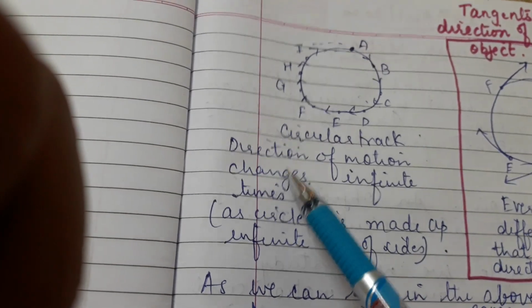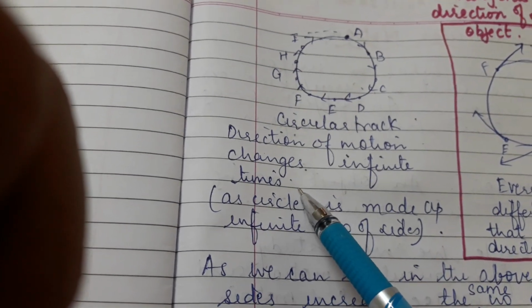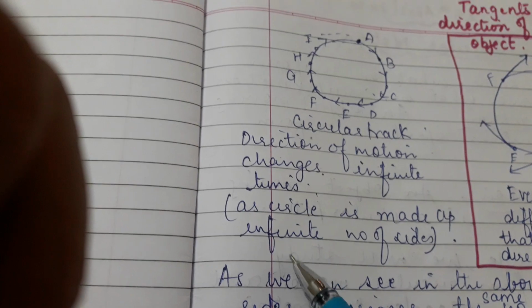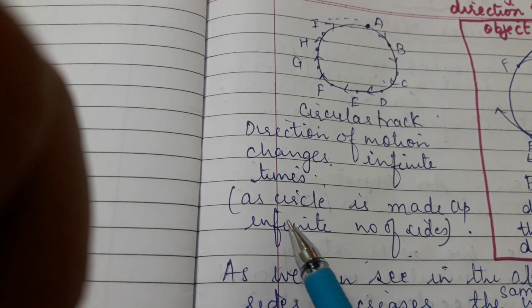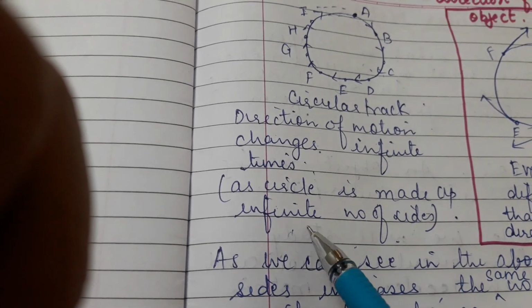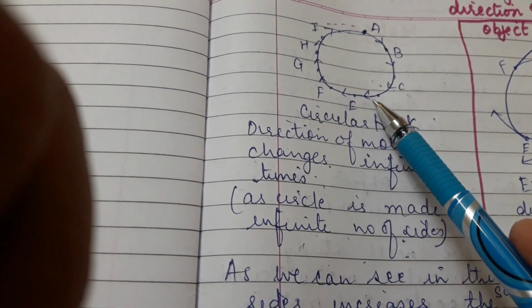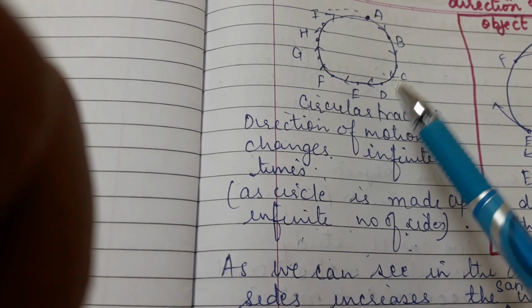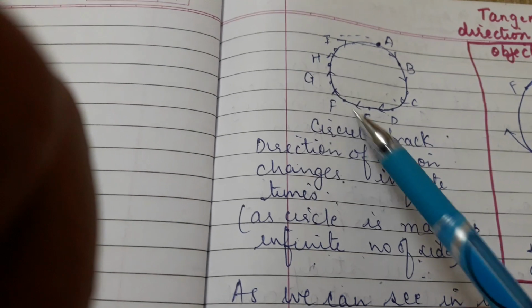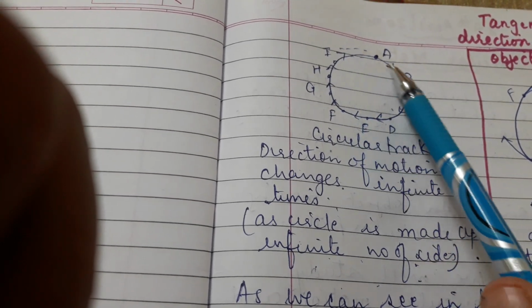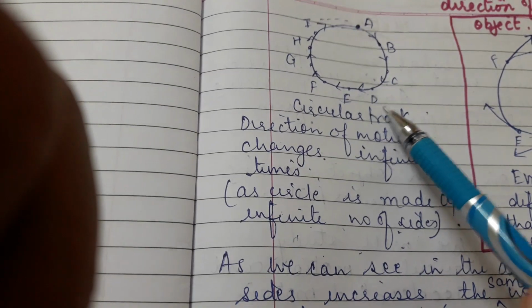And so we can write it over here. The direction of motion changes infinite times. And do you know that a circle is a closed figure made up of an infinite number of sides? So if there are infinite sides in the circular track, the athlete has to change his direction infinite times. I hope you understood what I'm saying, that in a circular track, the direction of motion changes an infinite number of times.